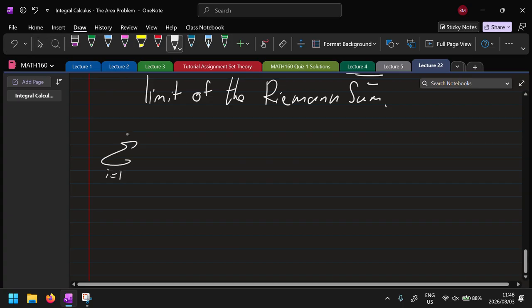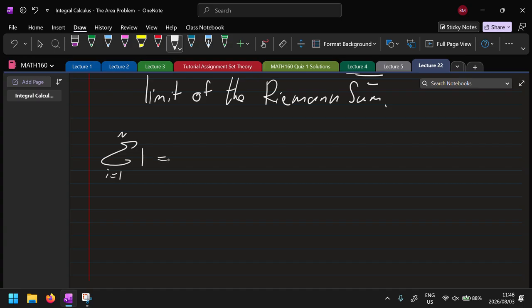The sum i equals 1 to n of 1. So it's just 1 plus 1 plus 1 plus 1 and so on. That's just n. The sum i equals 1 to n of i, so 1 plus 2 plus 3 and so on, is going to be n(n+1)/2. I hope you've seen this before, patterns or something in high school.